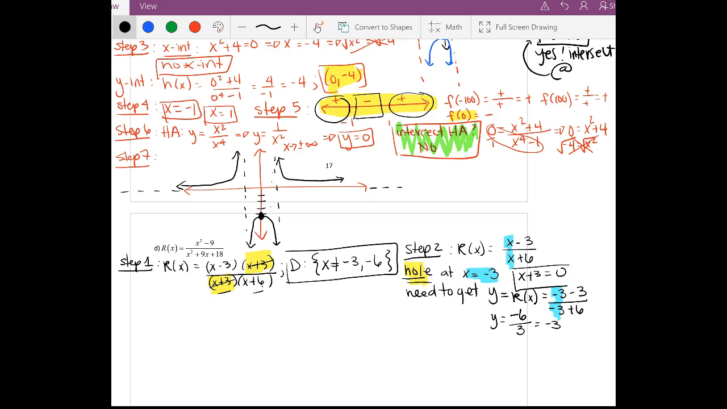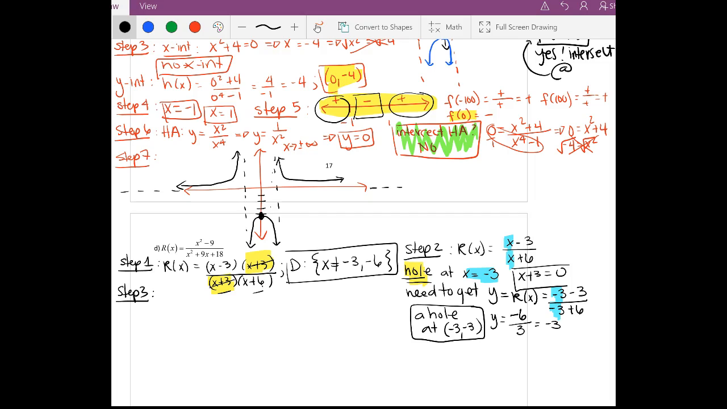I'm just going to write it in an ordered pair, okay? So a hole at negative 3, comma, negative 3. And it's so important that you show me this work, okay? So keep that in mind. We have to plug this hole in later. All right, look at that, your first hole experience. Okay, so step number 3.